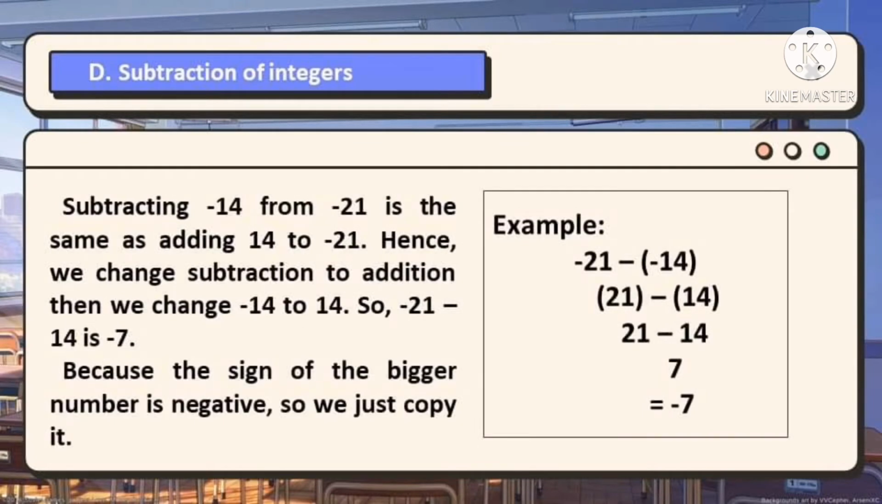Subtracting -14 from -21 is the same as adding 14 to -21. Hence, we change subtraction to addition. Then we change -14 to +14. So -21 plus +14 is -7. Because the sign of the bigger number is negative, we just copy it.